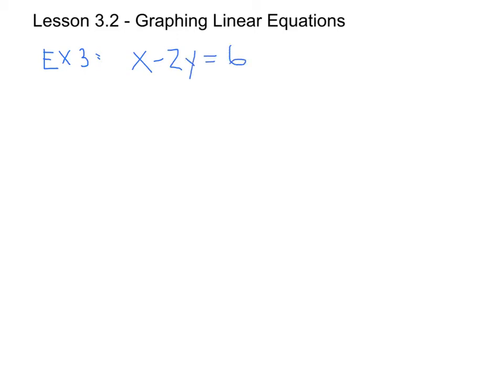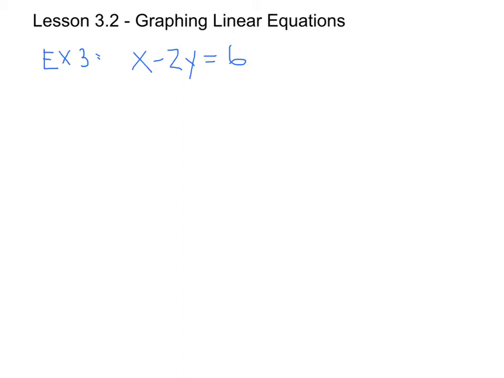equals 6. Now, you don't have a ton of room to work this on your guided notes, but you will have a little bit of room above your graph, so you'll have to just write this kind of small. The way we're going to do this is we're going to make a table, just like we did on the previous example. Only difference is we have to make our own table. So let's just make it as simple as possible.